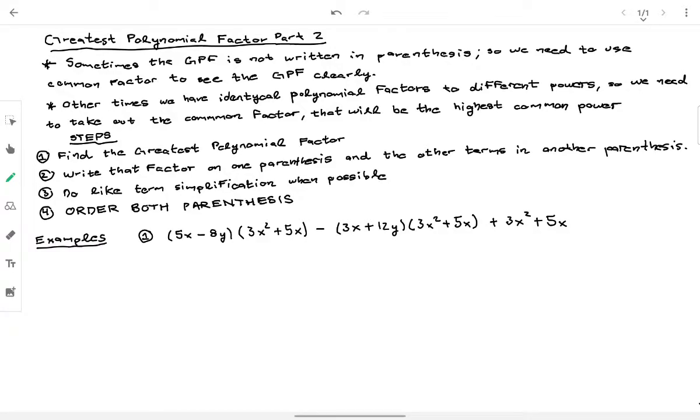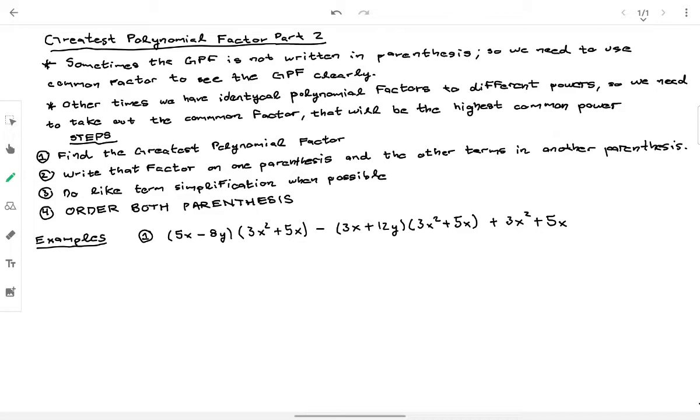Today we will continue with greatest polynomial factor. It will be other kind of exercises. We will have two types of exercises today. The first one is when sometimes the greatest polynomial factor is not written in parentheses. So we need to use common factor to see the greatest polynomial factor clearly.